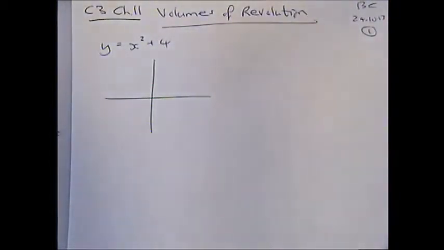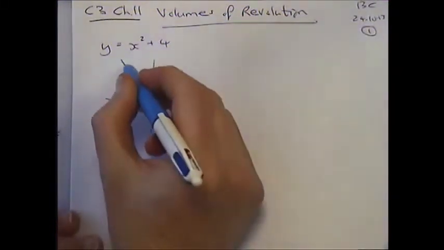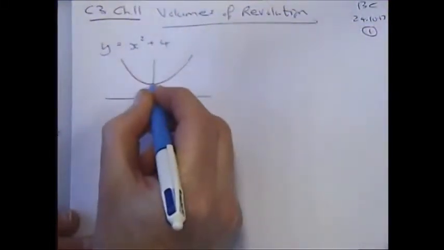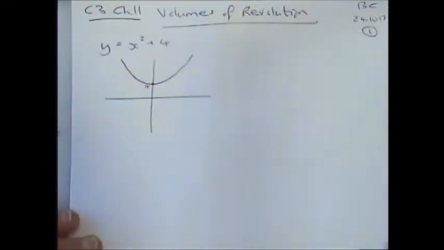what does it look like? Where does it go? What shape is it? What are its key things? It's a parabola, a happy parabola. Yep. Cuts the y-axis at 4. Okay, so it will look like that.